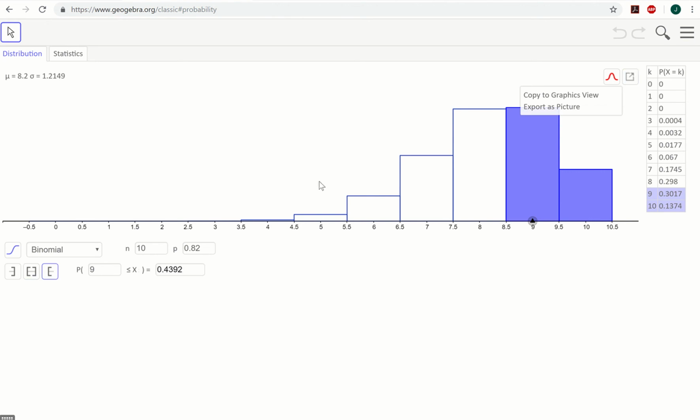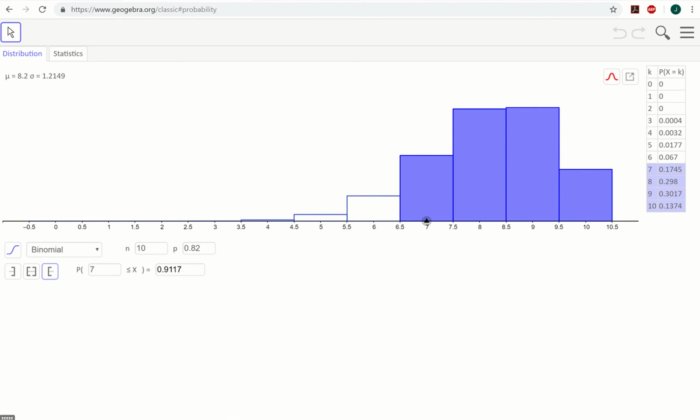And then the right-hand side is going to be the idea of more than or equal to, so it's going to create a right-hand tail. In this case, if it's x more than or equal to 7, we have this probability coming out of 0.9117, which relates to a 91.17% chance of making more than or equal to 7 free throws.